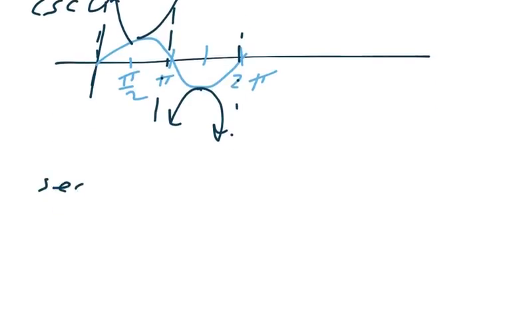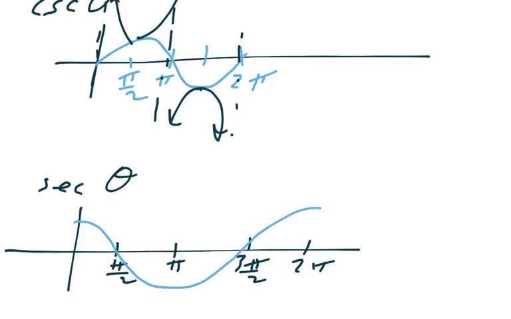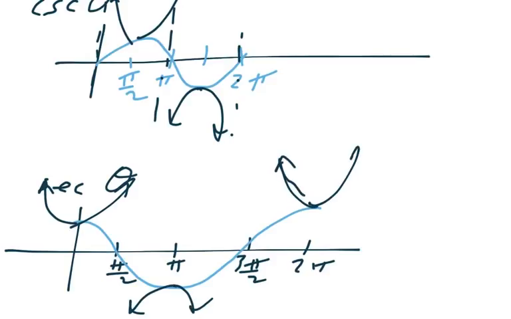And finally we have secant of theta, which will look like this. Since cosine looks like this, secant goes. Alright, so that's going to help us with example number 1 and example number 2.